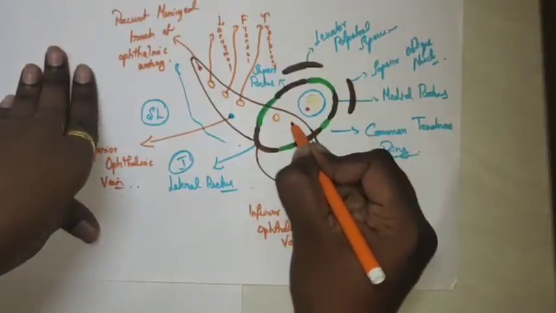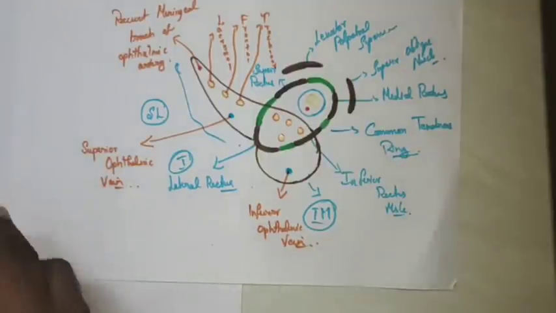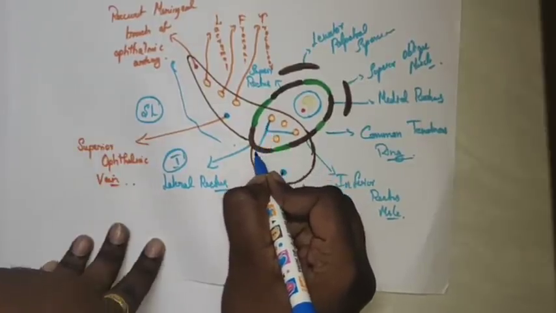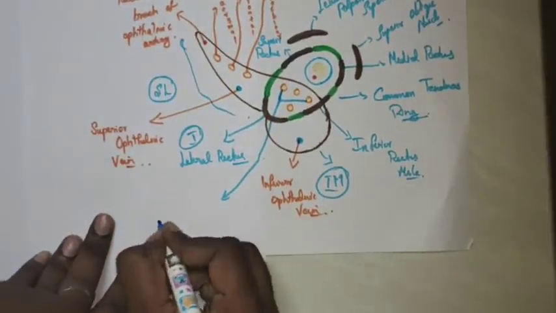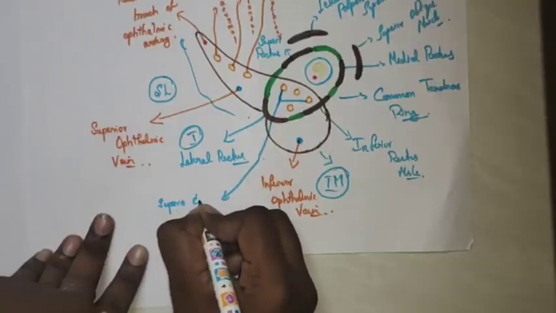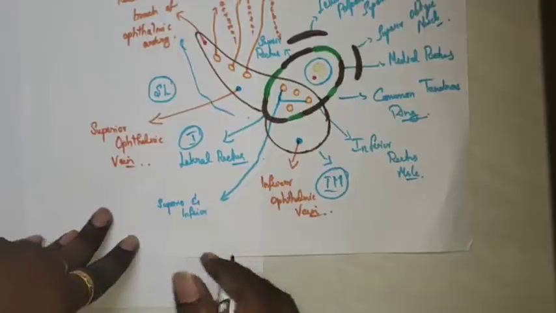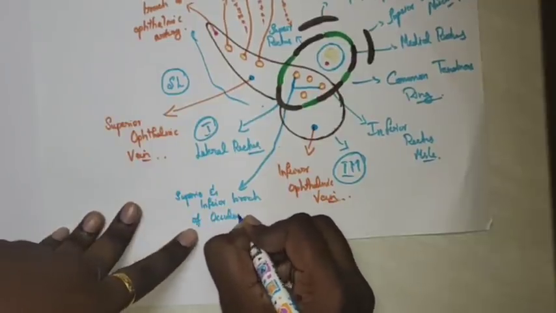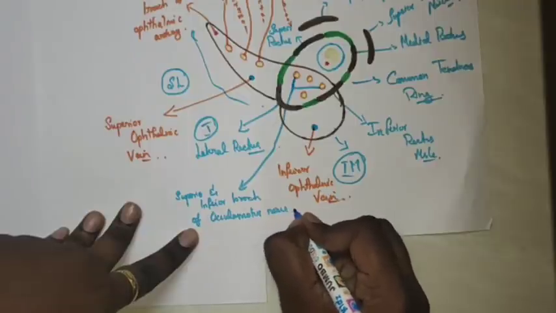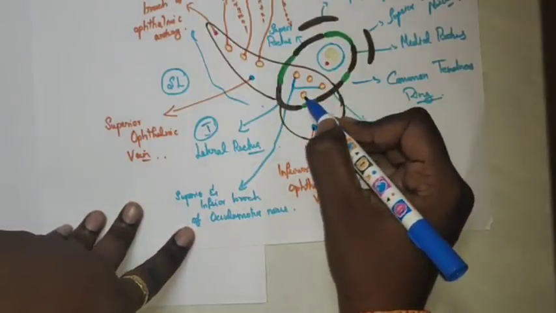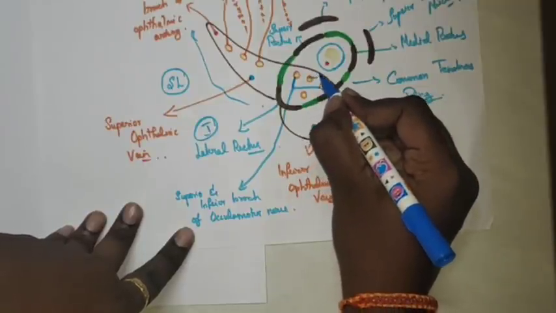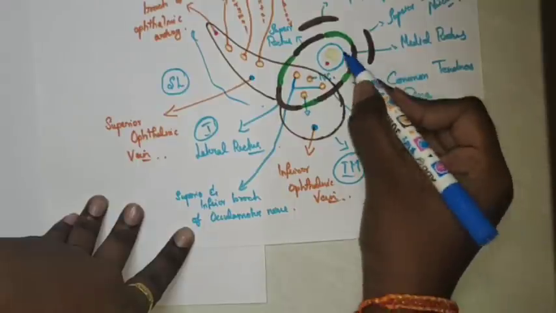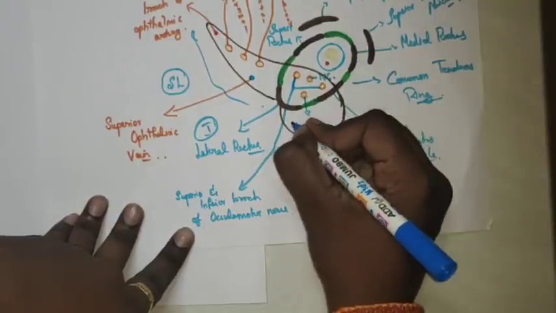So I'll denote the nerves as orange color. Yeah, we have two oculomotor nerve, which is superior and inferior branch of oculomotor nerve, and then we have two other nerves, which is known as, on the medial side we have nasociliary nerve, and on the lateral side and inferior side, the abducent nerve.